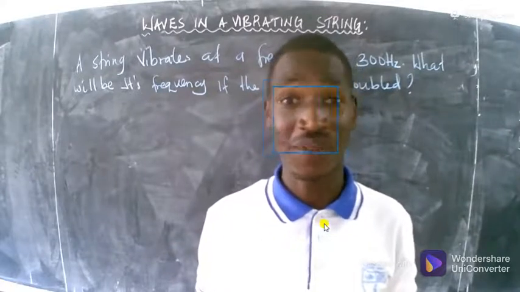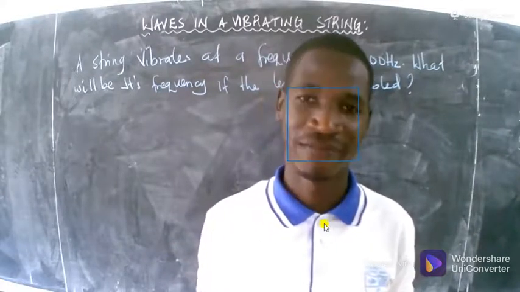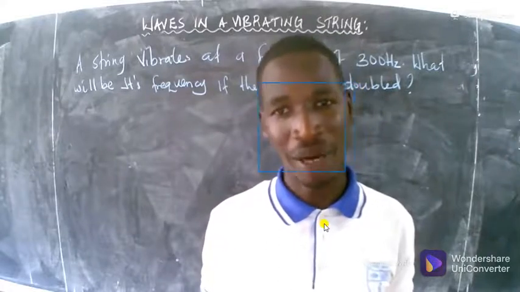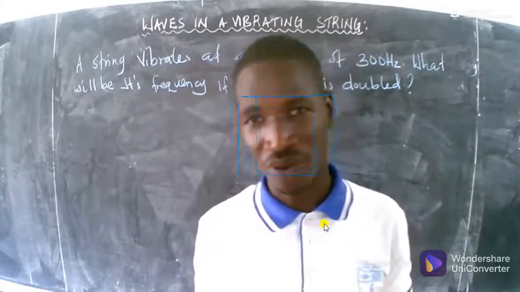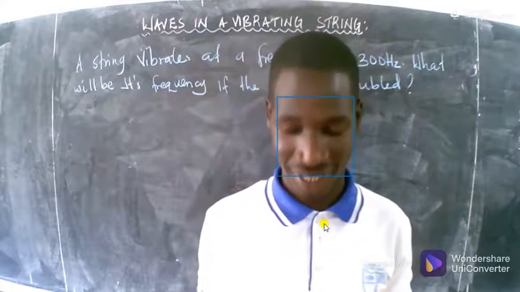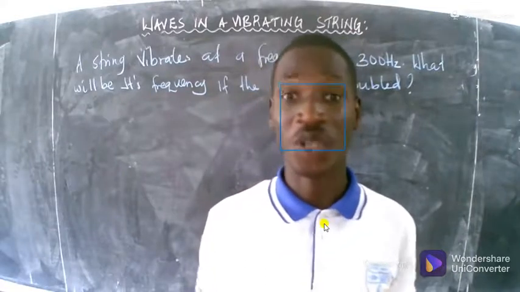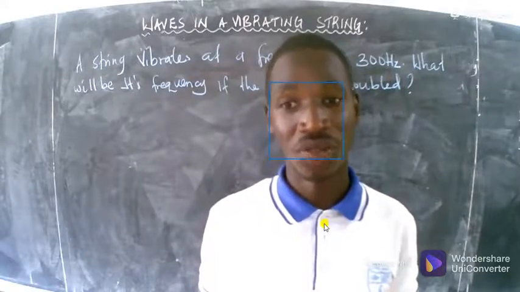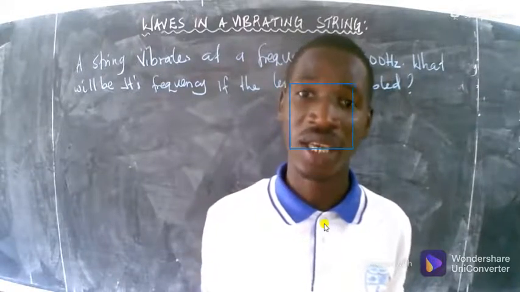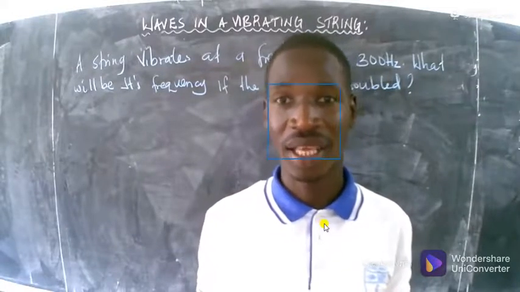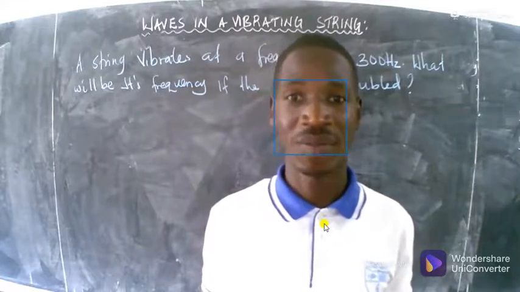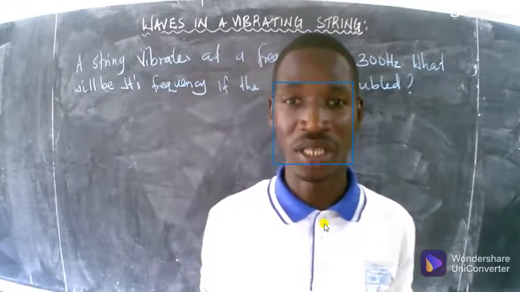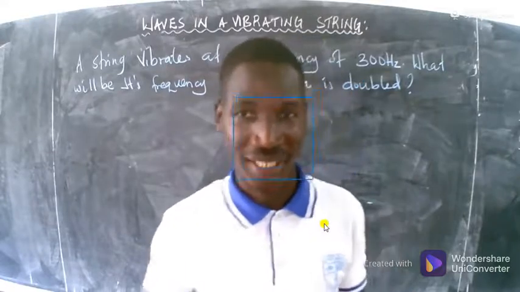If the length is not given to you, let it be x. So the moment it's doubled, that means the new length will be 2x. The initial length, we don't know it, but they say it's going to be doubled. So I let the initial length be x, and then when it's doubled, the final length will be 2x. As simple as that. Good.